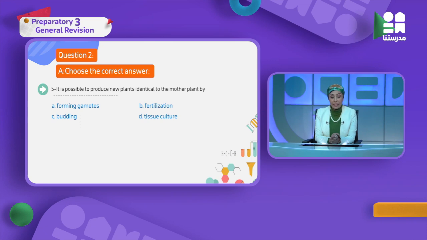It is possible to produce new plants identical to the mother plant cell by... Here he is talking about plants. In plants we have only one type of asexual reproduction. He asks how to do it: forming gametes, or by fertilization, or by budding, or by tissue culture. The only case where we said it is possible to reproduce the plants without needing the mother plant or without needing seeds is tissue culture, which is a kind of vegetative reproduction done by humans. So the answer is tissue culture.